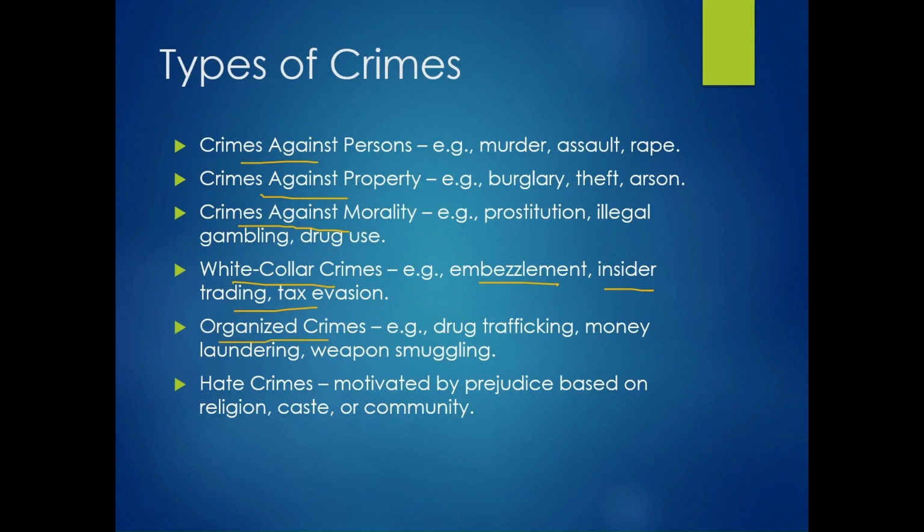Then we have organized crime. These are crimes which involve groups that are very organized and planned. For example, drug trafficking, money laundering, or even weapon smuggling. Then finally, we have hate crimes. These are committed out of prejudice against a particular religion, caste, or community. So remember, crime is any act forbidden by law that harms the society. And these are the different types of crime that are prevalent.